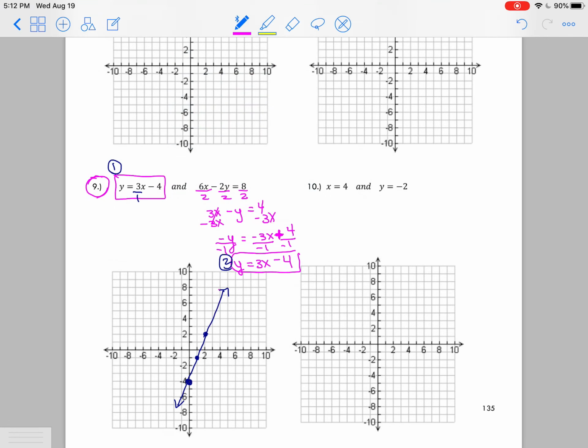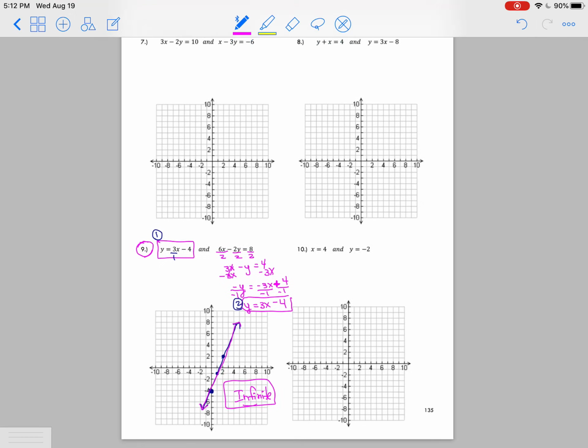There's really no big surprise here. Infinite solution. All right, I think you guys get the picture.